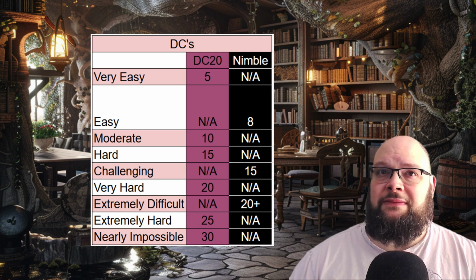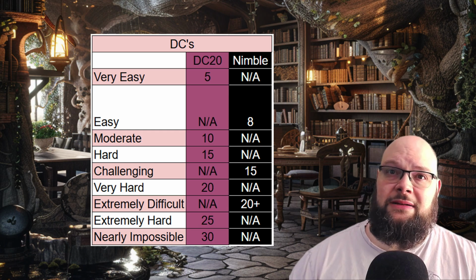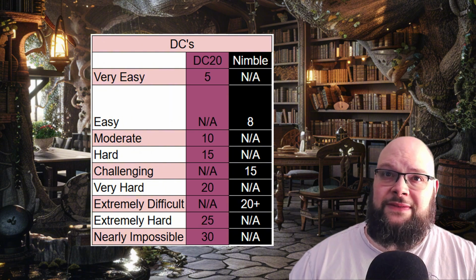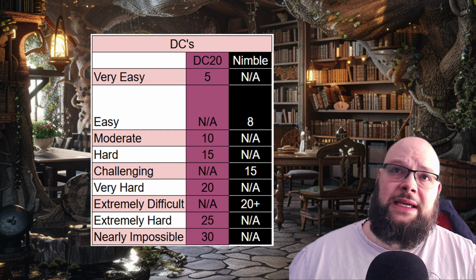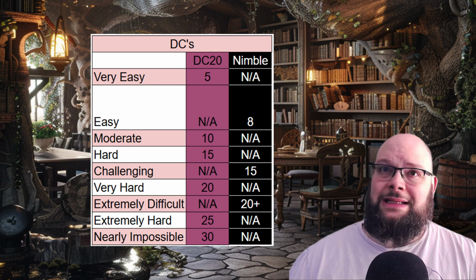DC20 uses very easy at 5, moderate at 10, hard at 15, very hard at 20, extremely hard at 25, and nearly impossible at 30, scaling by 5 down the chart. Nimble starts with an easy DC of 8, and their next DC is challenging at 15, and then extremely difficult at 20 plus.